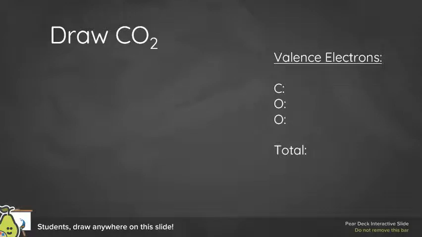All right, let's draw another one. This is carbon dioxide. So carbon has 4 valence electrons. Oxygen each has 6 for a total of 16 valence electrons. We're going to put carbon in the center and oxygen around it. And carbon has 4 valence electrons, so we'll put its dots there. Oxygen has 6.